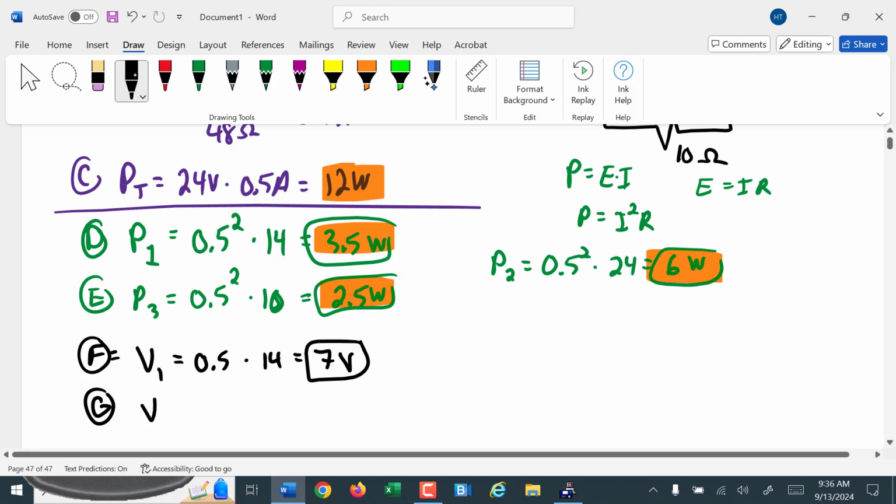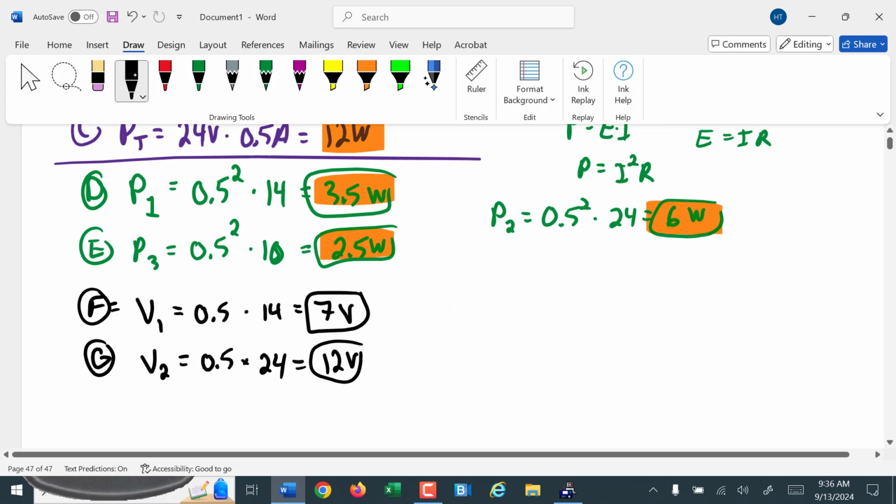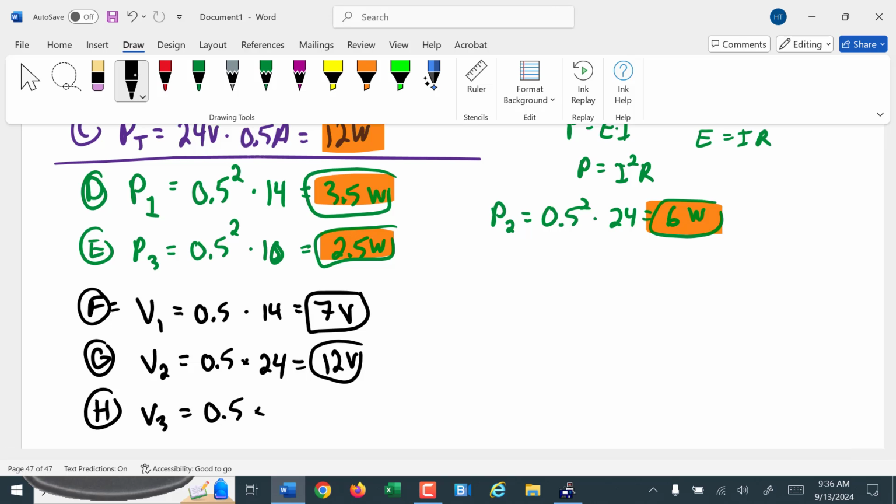G is asking for the voltage across resistor 2, V2. 0.5 amps times 24 ohms is 12 volts. And H, voltage across resistor 3, again, 0.5 amps times 10 ohms is 5 volts. And once again, you'll notice those add up to 24 volts, which is our total voltage for the circuit.